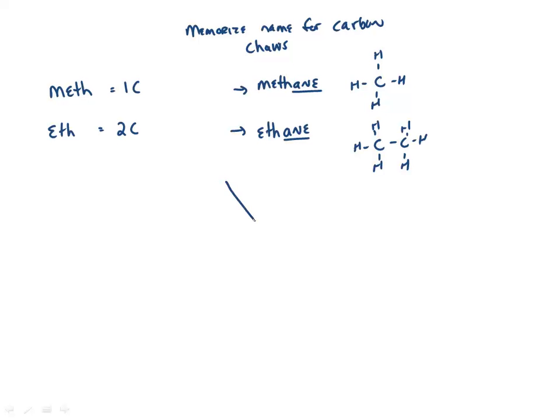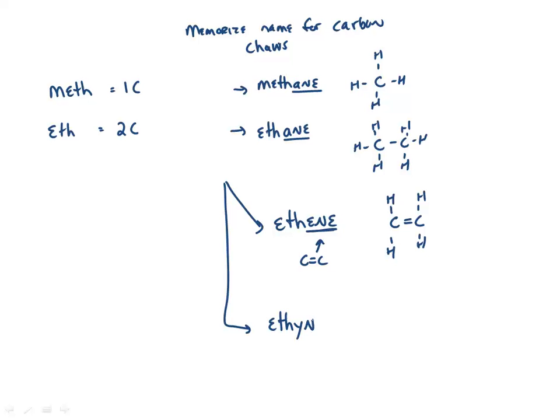But for instance, if I say ethene, E-N-E, that means that I've got a carbon-carbon double bond in the molecule. And so I draw this Lewis structure. Or for instance, if I say ethyne, Y-N-E, that means that I've got a carbon-carbon triple bond in my structure.